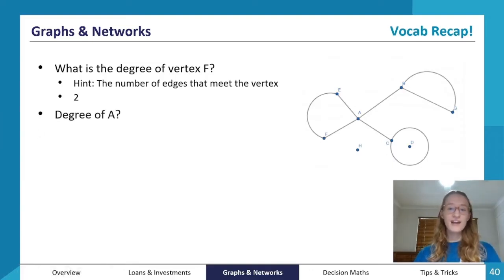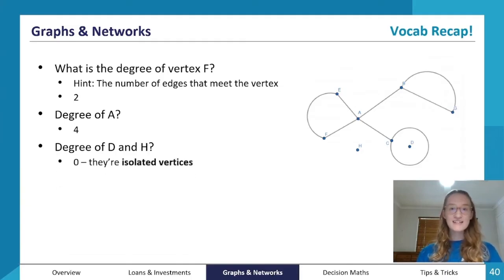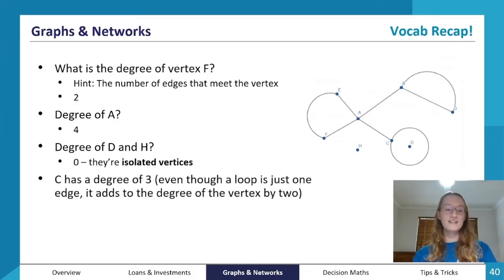What about the degree of A? You can see it's got 4 edges connected to it. What about the degrees of D and H? Well, it's actually 0. They're isolated vertices because they have no connections to any of the other vertices.